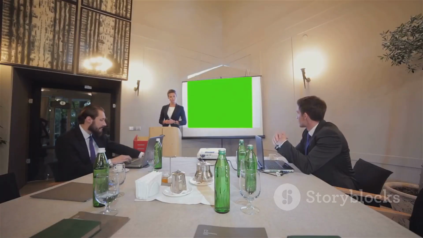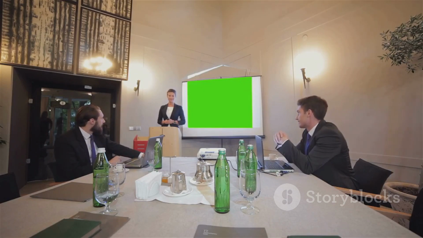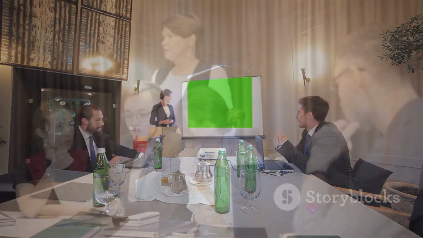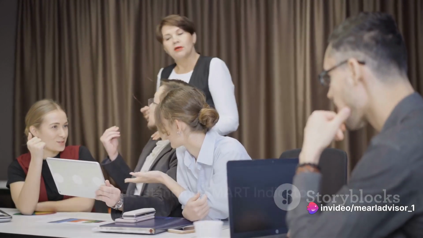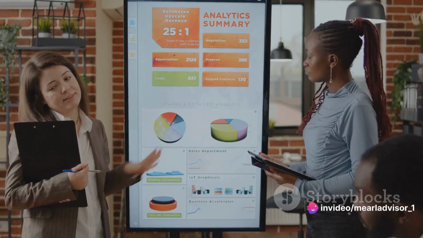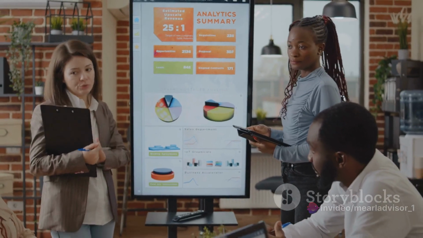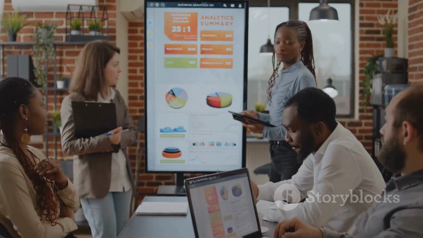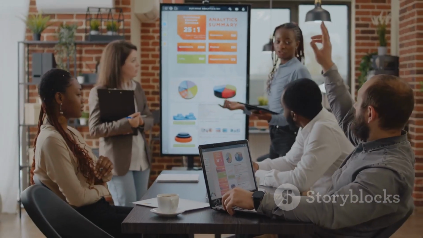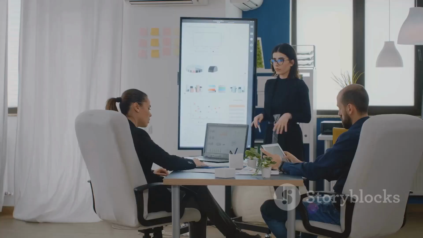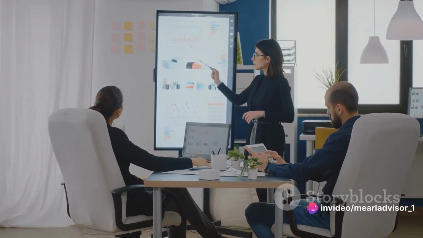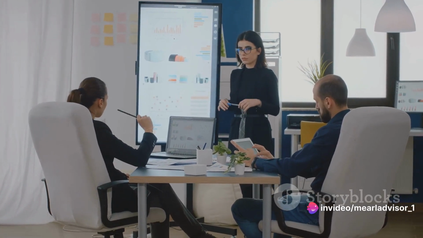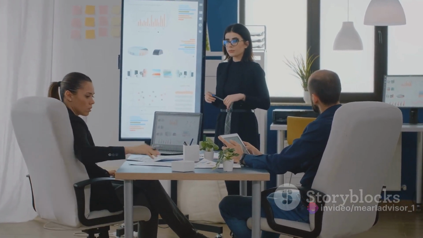Stay tuned as we delve into the step-by-step process of selecting SMART indicators in M&E. Before we dive into the step-by-step process, it's crucial to understand what SMART indicators are. So let's kick things off by defining SMART indicators in the context of monitoring and evaluation, or M&E for short. SMART indicators are a cornerstone of effective M&E, serving as a compass to guide our social change initiatives. They're the benchmarks that help us gauge whether our efforts are making a real difference.